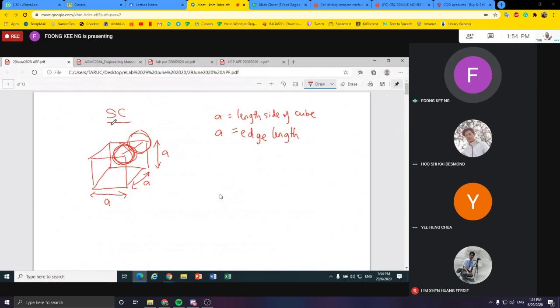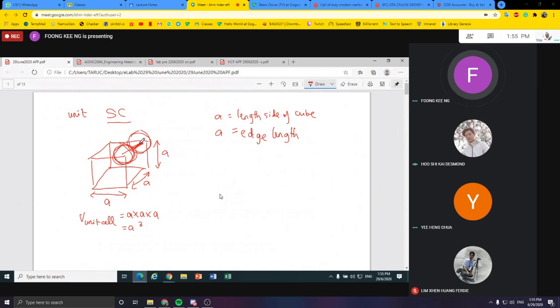Can you tell me what this is representing? One unit cell. So what comes to your mind automatically? Do you know the volume of the unit cell? Guys, what's the volume of the unit cell? Very good. Why A cubed? Because it's a cube. It's length times width times height. Correct, A cubed.